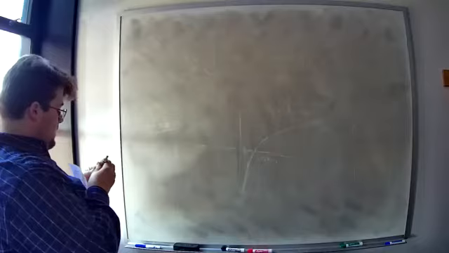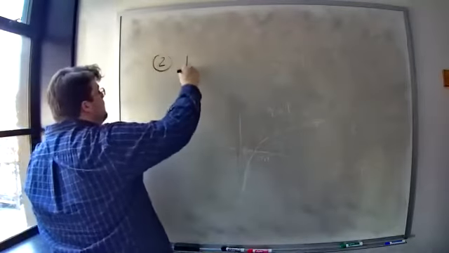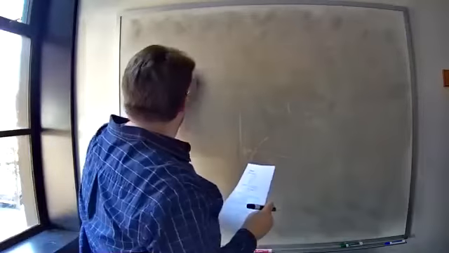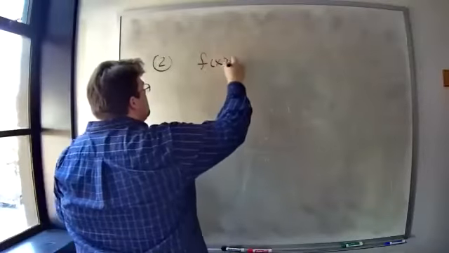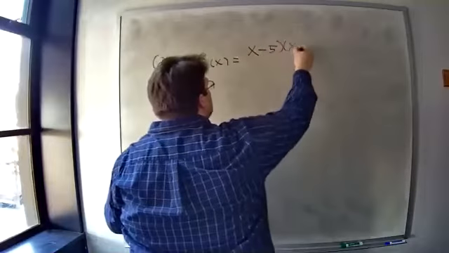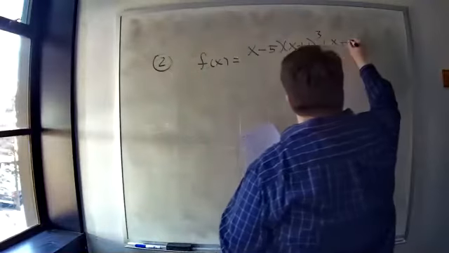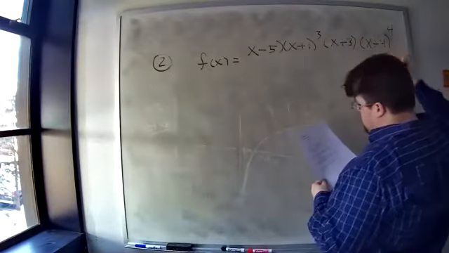Number 2, we have this rational function. We don't have limits yet, we just have the function. We have limits in parts b and c. So we have f of x equals, on top, x minus 5, x plus 1 cubed, x plus 3, x plus 4 to the 4.